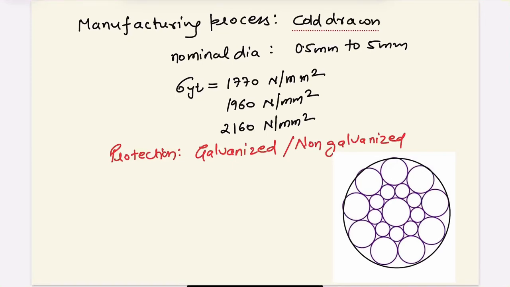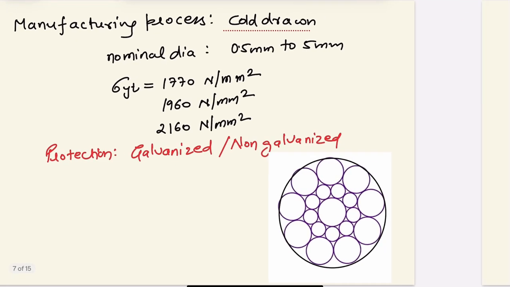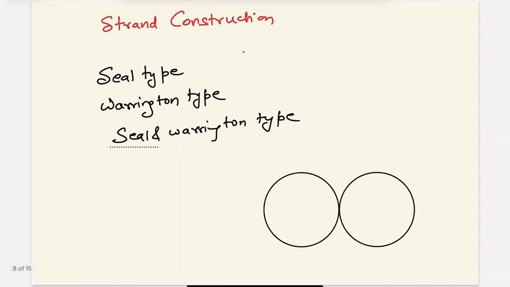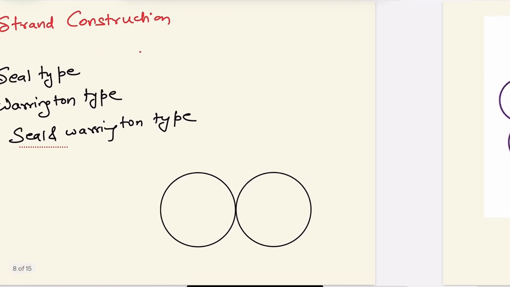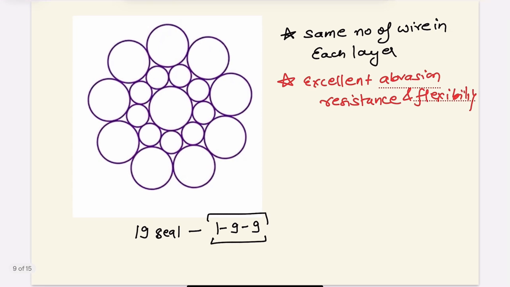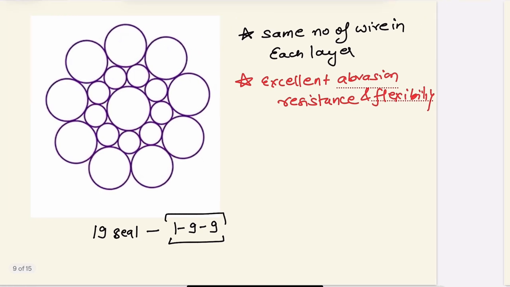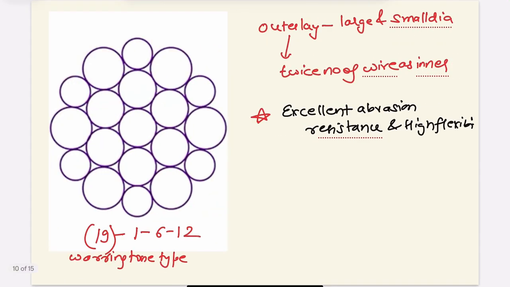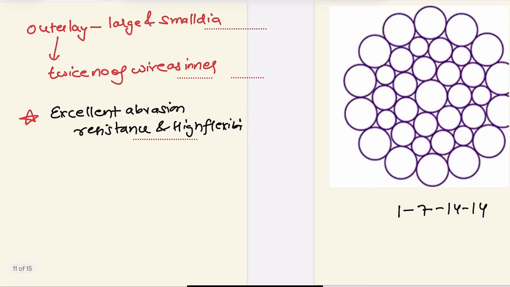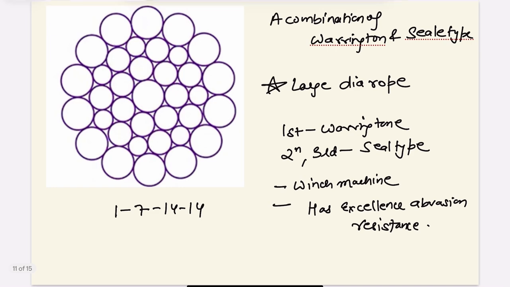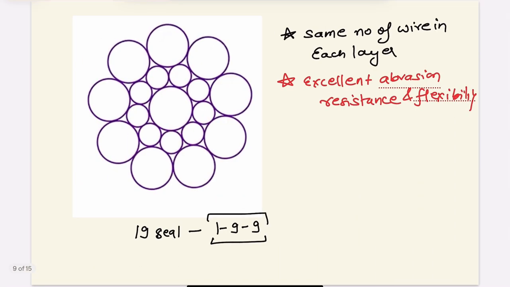Hello friends, in the last lecture we discussed the basics of wire rope slings and understood how the sling construction affects properties like tensile strength and flexibility. In today's lecture we will go deeper and understand more about the types of sling construction: what is basically Seale type, what is Warrington type, and what is the combined Seale and Warrington type, and how they affect the properties. So let's start our lecture.